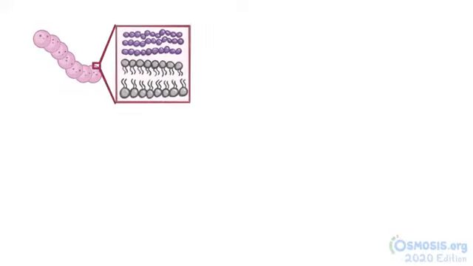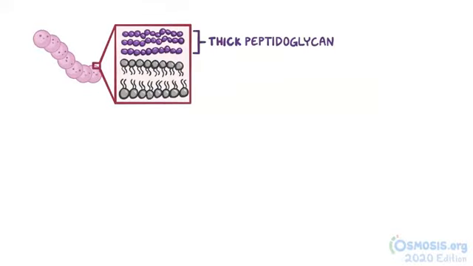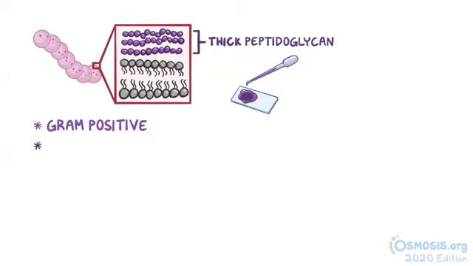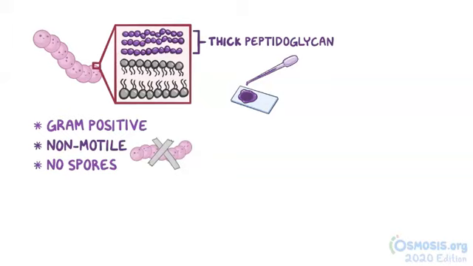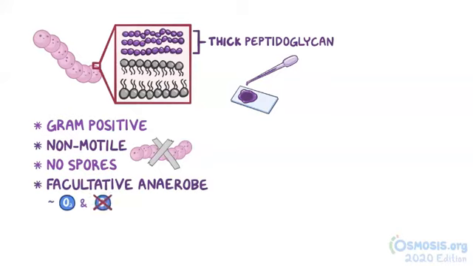Alright, now strep pyogenes has a thick peptidoglycan cell wall, which takes in purple dye when gram-stained. So this is a gram-positive bacteria. It's non-motile and does not form spores. And it's also a facultative anaerobe, meaning that it can survive in both aerobic and anaerobic environments. Finally, strep pyogenes is catalase negative, meaning it does not make an enzyme called catalase.